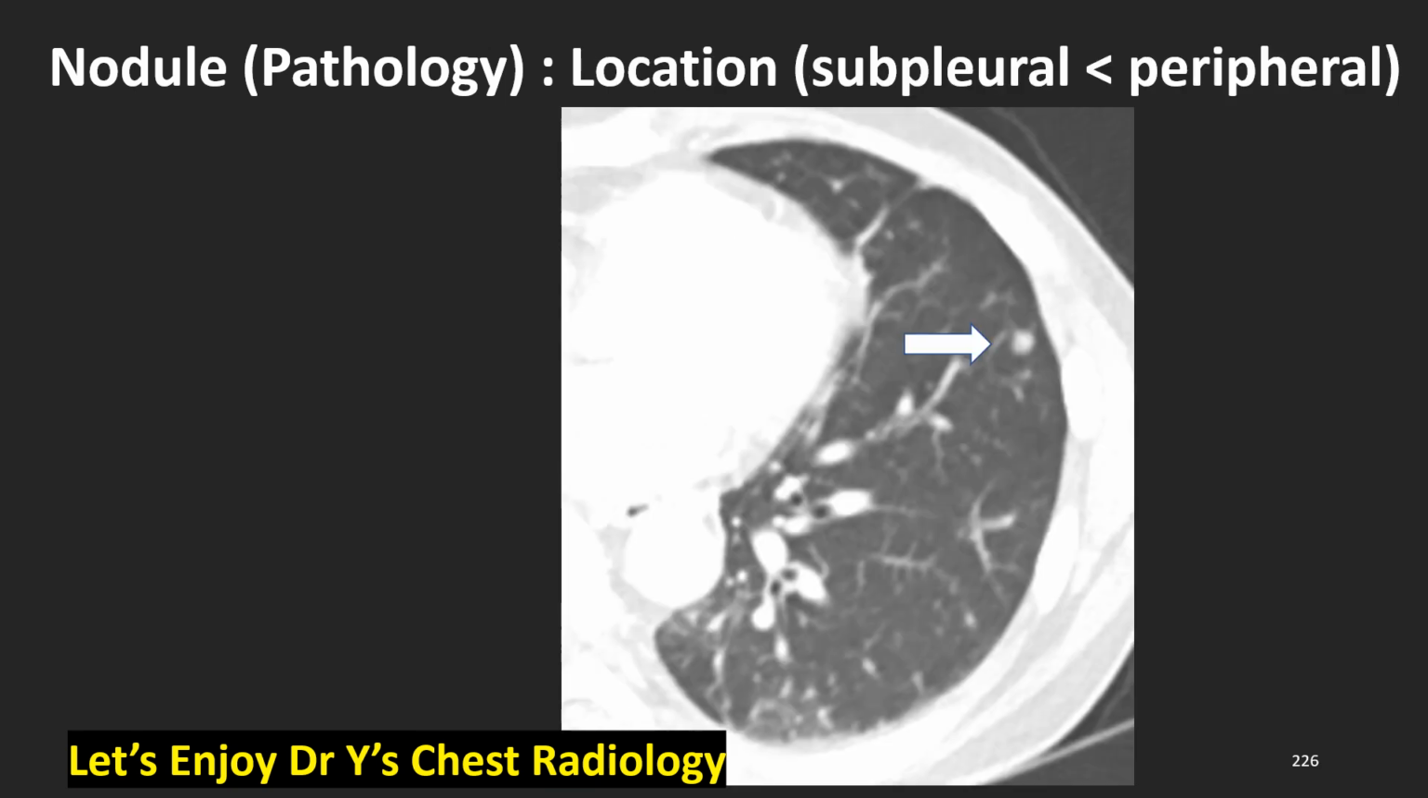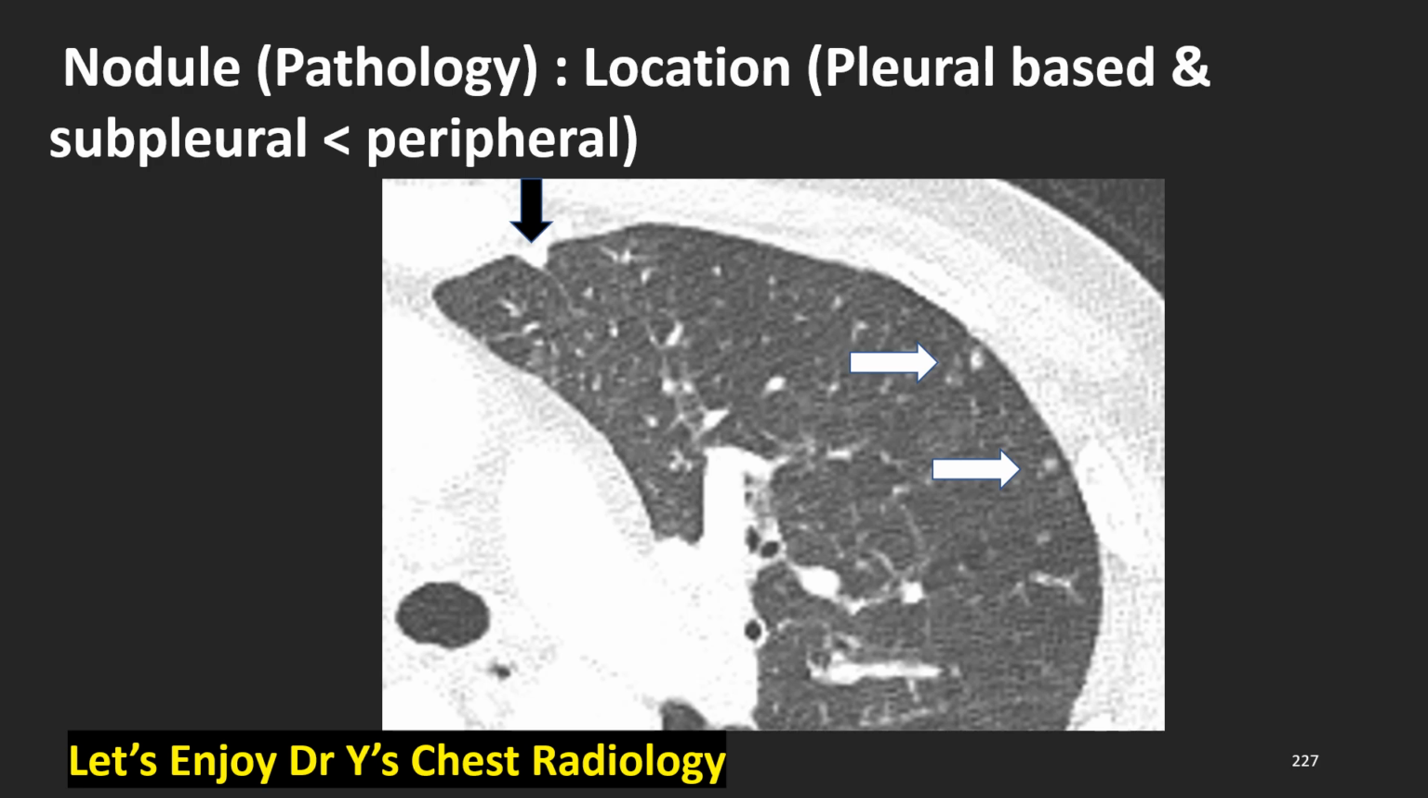Nodule pathology, location. Peripheral is preferred over subpleural. Arrow indicates a nodule of peripheral location. Nodule pathology, location, pleural-based and peripheral located. Black arrow indicates a pleural-based nodule, and white arrows indicate peripheral nodules.